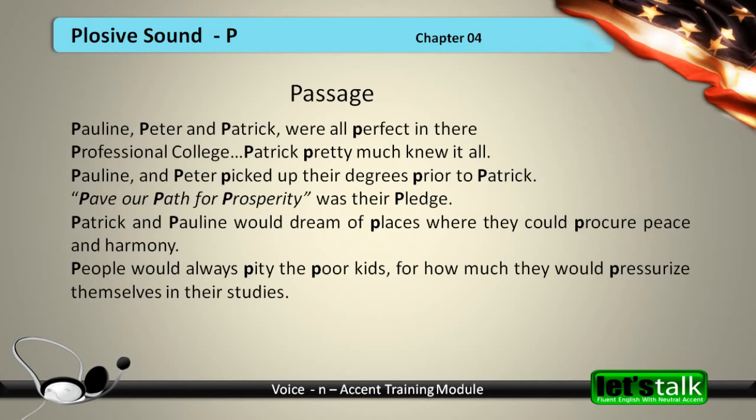Pauline, Peter and Patrick were all perfect in the professional college. Patrick pretty much knew it all. Pauline and Peter picked up their degrees prior to Patrick. Pave our path for prosperity was their pledge. Patrick and Pauline would dream of places where they could procure peace and harmony. People would always pity the poor kids for how much they would pressurize themselves in their studies.